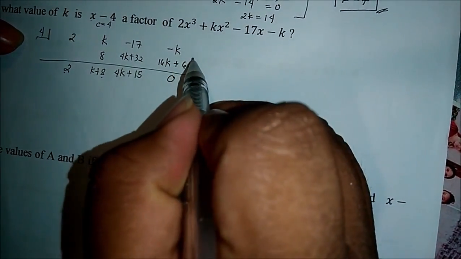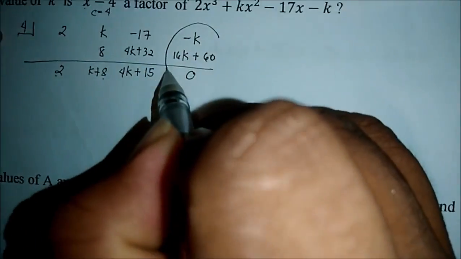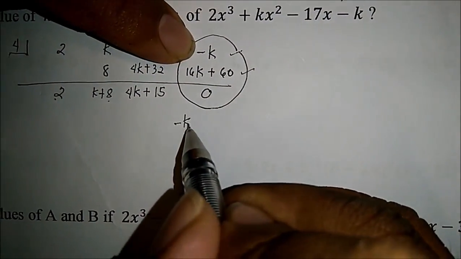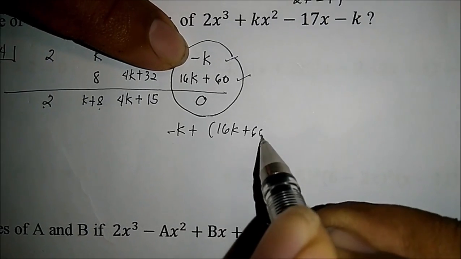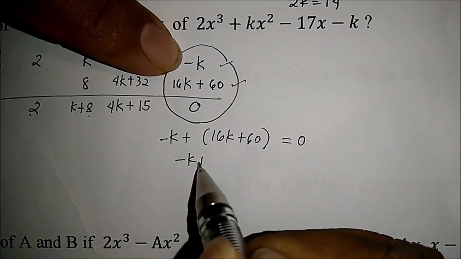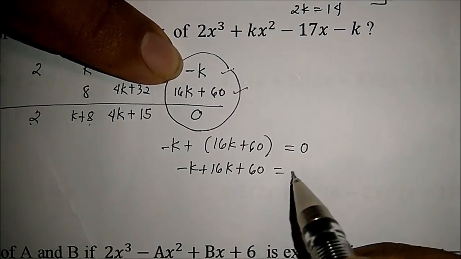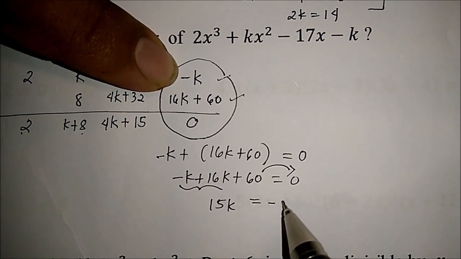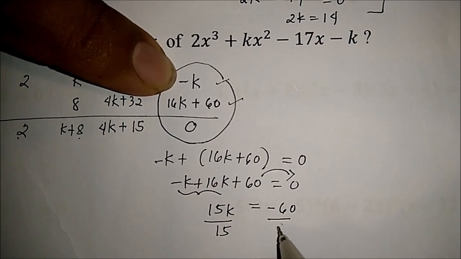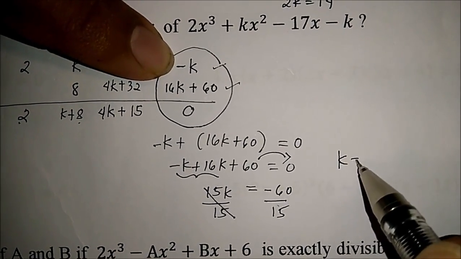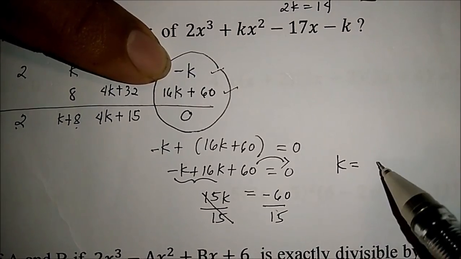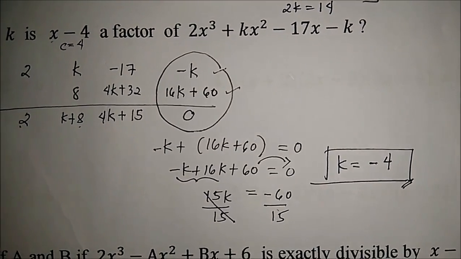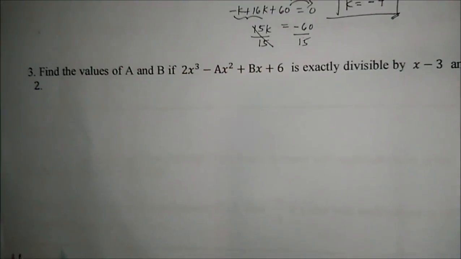Now, simplifying this, pansinin ito ha, pansinin. Pag inadd ko itong dalawa, the sum should be 0. So, adding this, we have negative k plus 16k plus 60 equals 0. So, we have negative k plus 16k, simplify. So, this is 15k. Apply APE, so this is negative 60. Divide both sides by 15, cancel. So, k is equal to negative 60 divided by 15, that would be negative 4. So therefore, k equals negative 4. That's simple. Okay, now let us try to answer number 3.